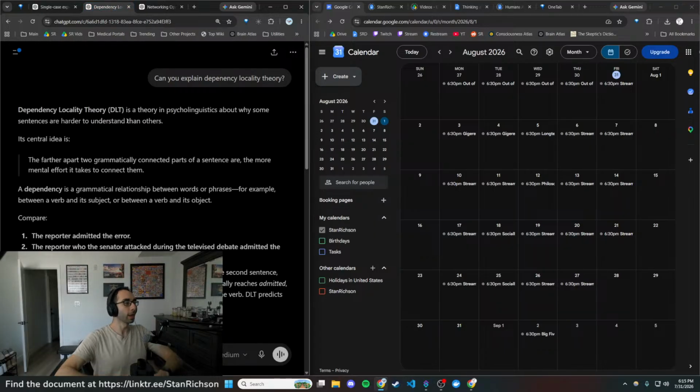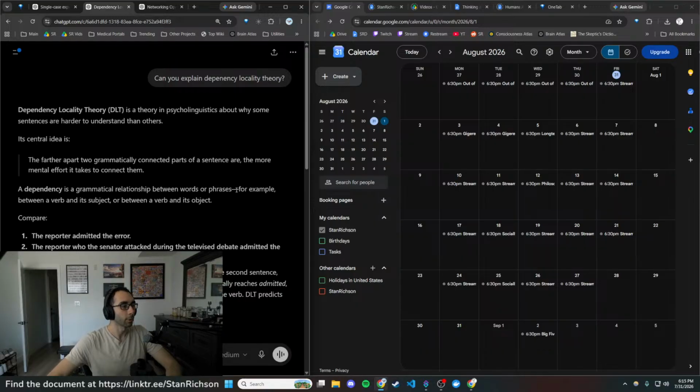All right, dependency locality theory is a theory in psycholinguistics about why some sentences are harder to understand than others. Its central idea is the farther apart two grammatically connected parts of a sentence are, the more mental effort it takes to connect them. A dependency is a grammatical relationship between words or phrases, for example, between a verb and its subject or between a verb and its object.